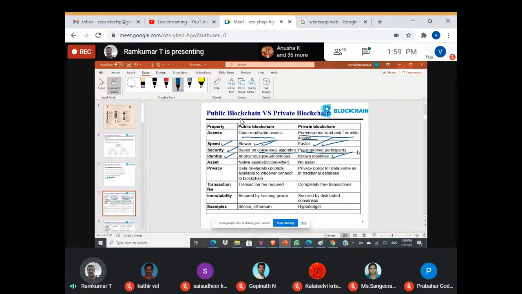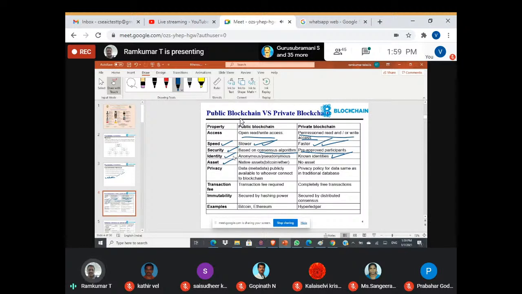So suppose somebody is sending the transaction, then among the 10 we can easily identify the person who is sending the data right now, that we can easily understand, it is possible, right? Now I'm talking about the asset. Whenever I'm having a public blockchain, there is some asset. That asset only we are calling as a cryptocurrency, right?